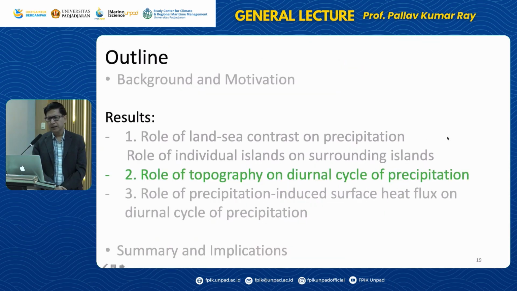Okay. So in the second part, I'm going to talk a little bit about the role of topography on the diurnal cycle of precipitation, because you know that most of the rain over the maritime continent happens in the afternoon and evening. So there is a very strong diurnal cycle in precipitation.